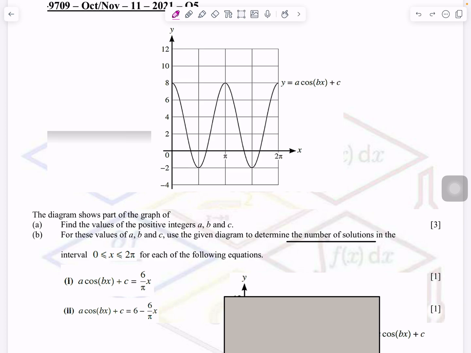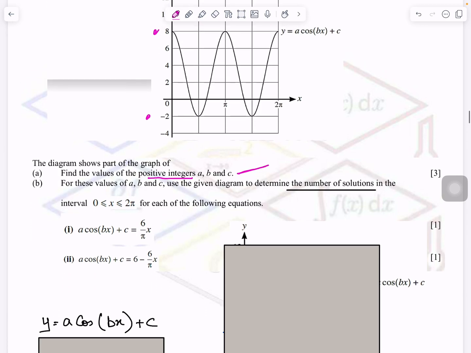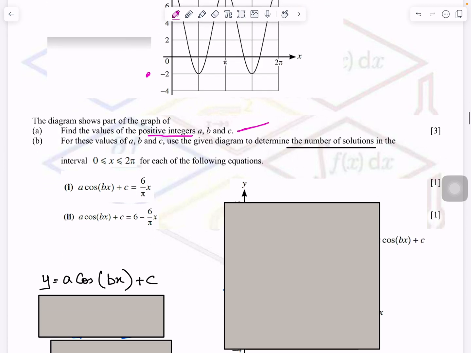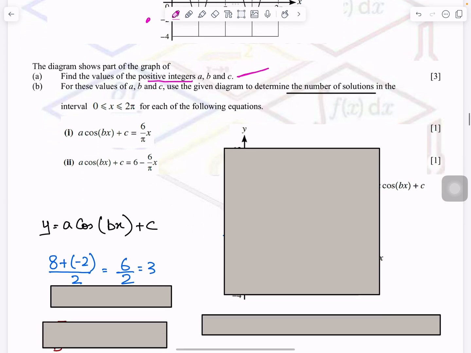The first part of the question says to find the values, positive integers, of a, b and c. So what is your axis of the curve here? Tell me, what do you see exactly above it and below it? The values are at the same distance. If you don't know, how will you calculate? The maximum value is 8, the minimum value is -2, and the axis of the curve is midway, right? So what you can do is add those two values, 8 and -2, and divide by 2, right?